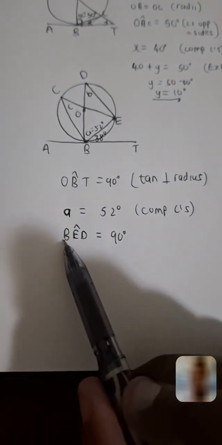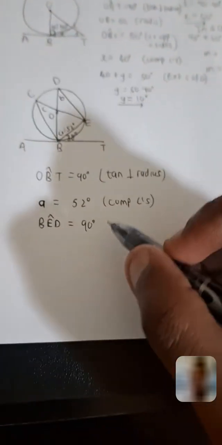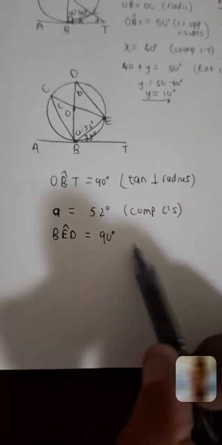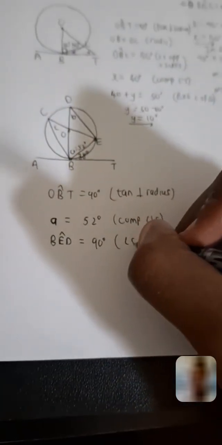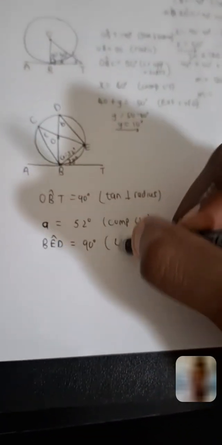Angle in a semicircle. But we're not done, so we have to continue. So angle BED is equal to 90 degrees. Reason? Angle in a semicircle. Okay, thank you. Angle in a semicircle.